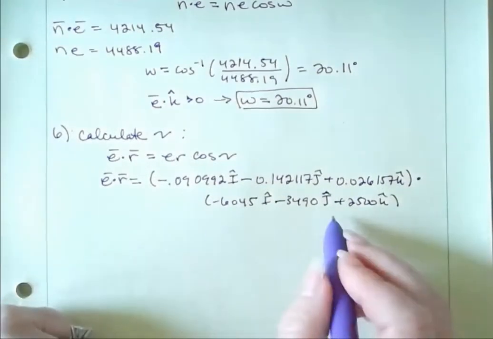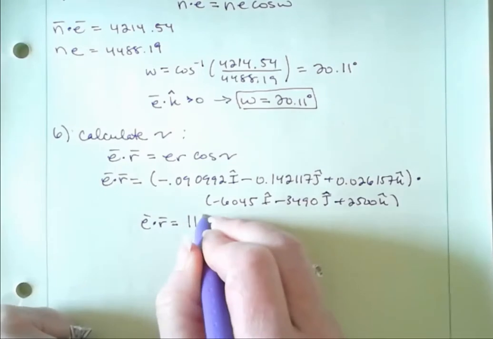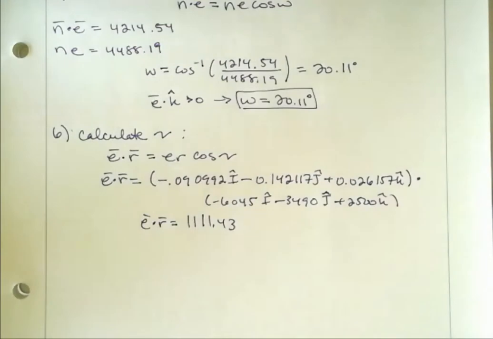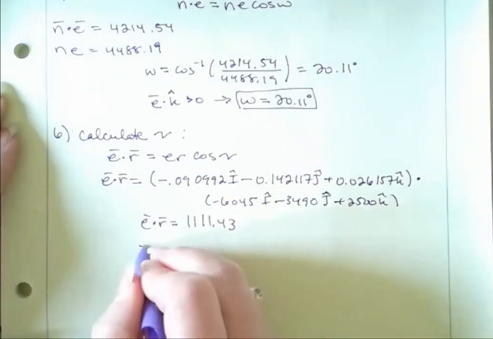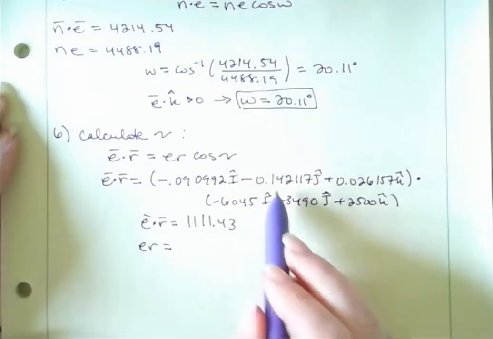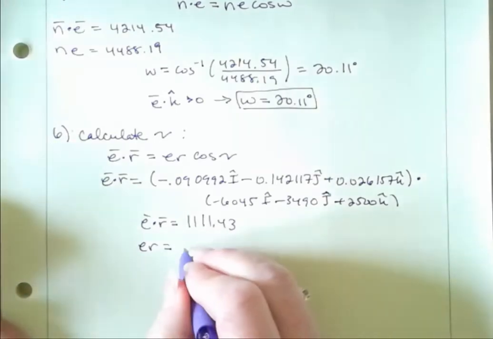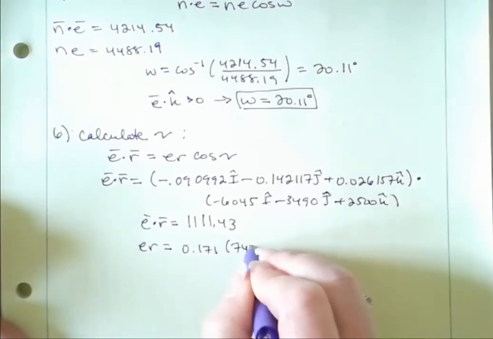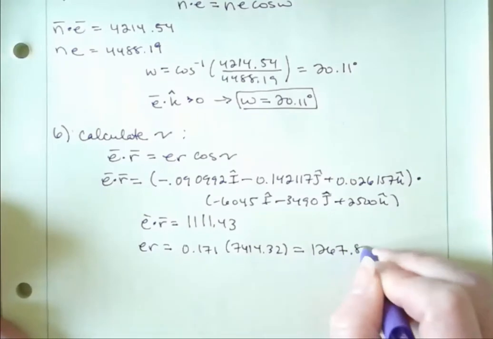All right. So do that dot product. Once you do that, remember you always get a scalar with the dot product, so you're going to get 1111.43. And then we're almost done. So there's your dot product. We need this product of the magnitudes. So once you take the magnitude of this and this, multiply it together, you're going to get 0.171, that one you already found, times 7414.32. That gives you 1,267.85.